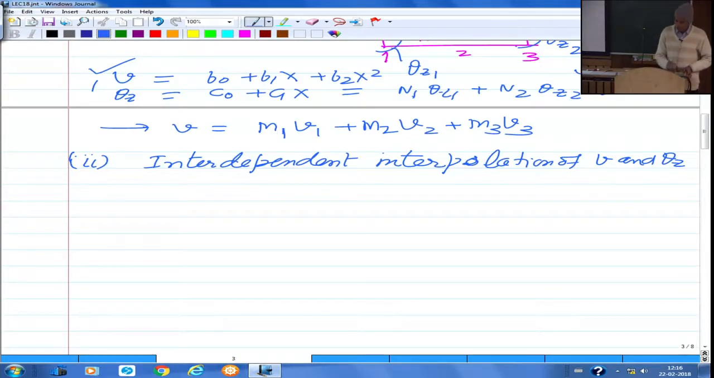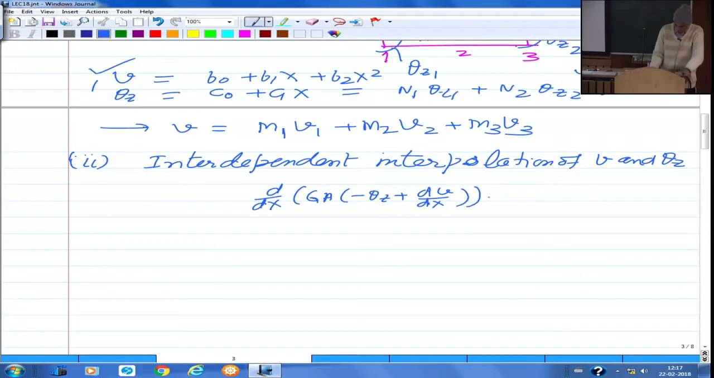We have already derived the equilibrium equations for the beam. I am not considering the axial one, only the bending part. One of the differential equations was from the shear force. If you recall, it was d by dx of GA into minus theta z plus dv by dx, plus force along the y direction, is equal to 0. So this was one differential equation for the Timoshenko beam when we started with Timoshenko beam theory.